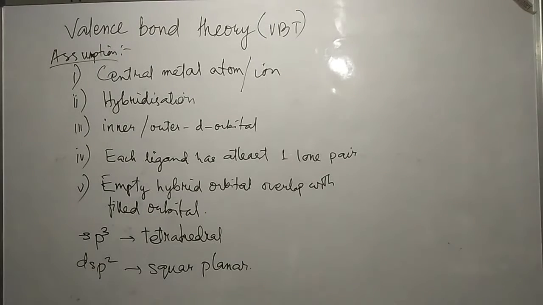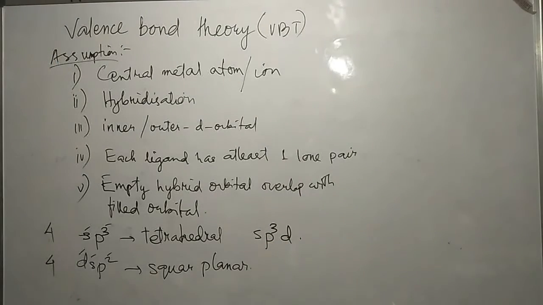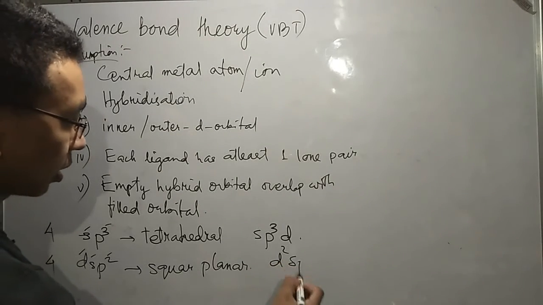So accordingly, this is for coordination number 4, and this is also for coordination number 4. In sp3, all 4 orbitals are hybridized, that is 1s and 3p's. Here it is 1d, 1s, and 2p's. So the coordination number is 4. If it is for coordination number 5, it will be sp3d, which is trigonal bipyramidal. And if it is for coordination number 6, the possible hybridization will be d2sp3.